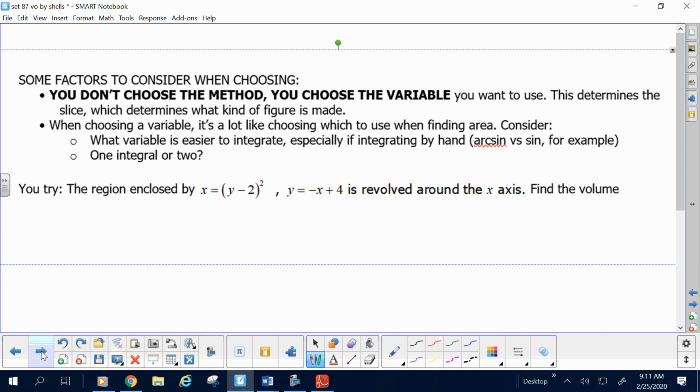When you make that choice, you think, well, which one's easier? Is it 1 integral or 2? Which one's easier to integrate? Arc sine versus sine, for example, I would want to use sine. So those are some of the things that go through your head. Try this last one, please. It's up to you, however you do it, but do it well.